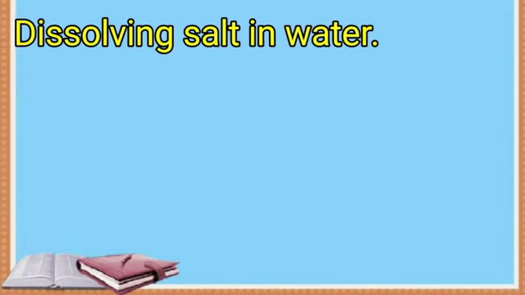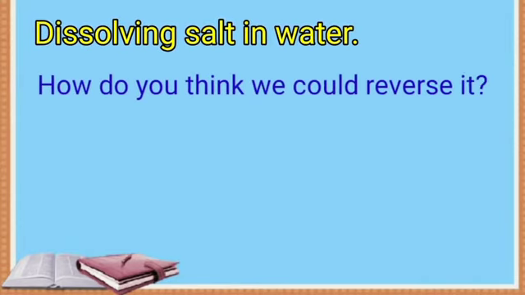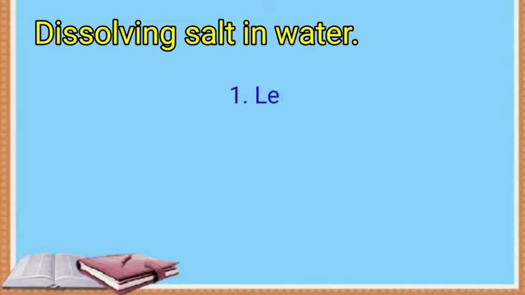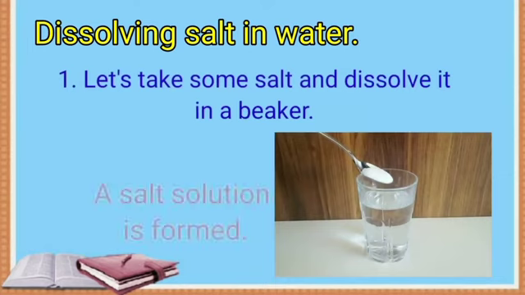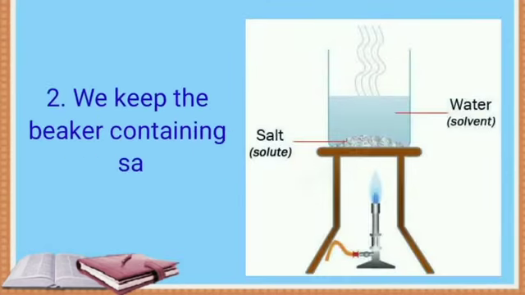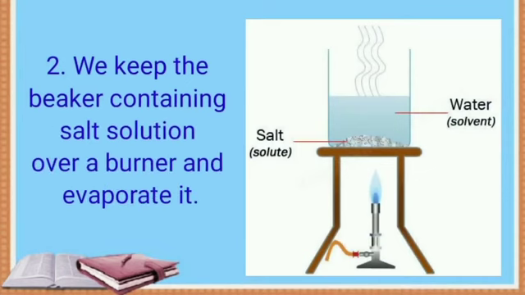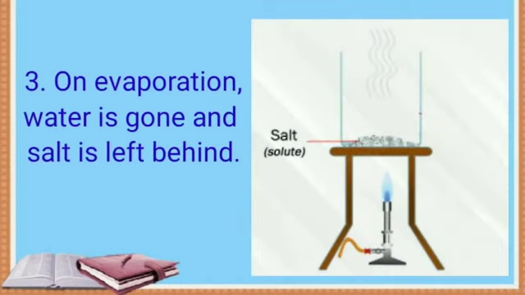Dissolving salt in water. How do you think we could reverse it? Let's take some salt and dissolve it in a beaker. A salt solution is formed. We keep the beaker containing salt solution over a burner and evaporate it. On evaporation, water is gone and salt is left behind.